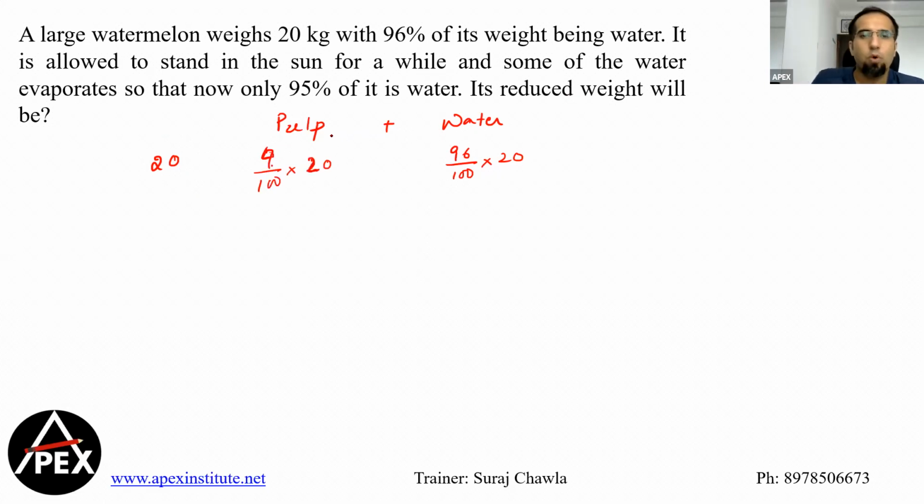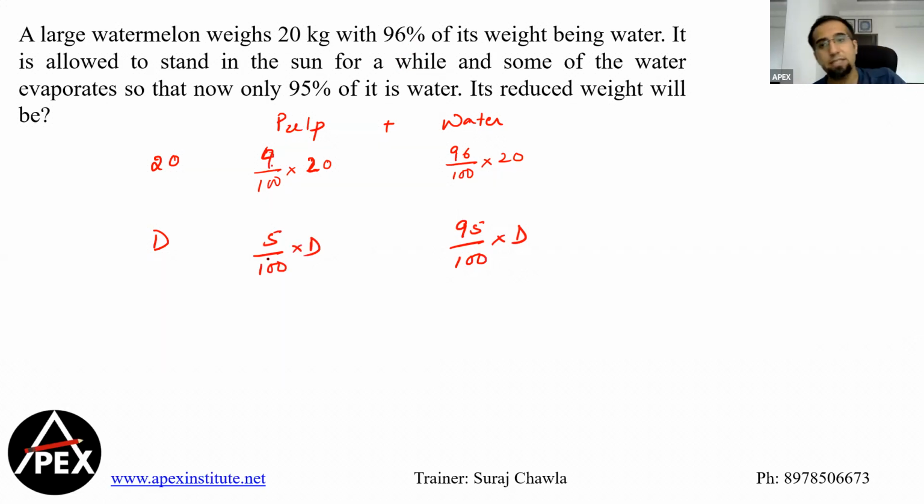Clear? Now, after being dried, let's see the dried watermelon has a total weight of D kilos. Clear? So what would I see here is, it says 95% is water, which means the water component is 95 percentage of D. And if 95% is water, that means pulp component becomes 5 percentage of D. Is this point clear with all of us, guys? Step by step approach.